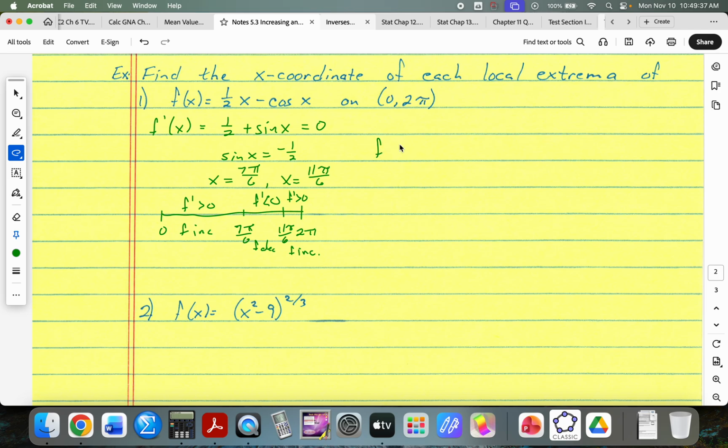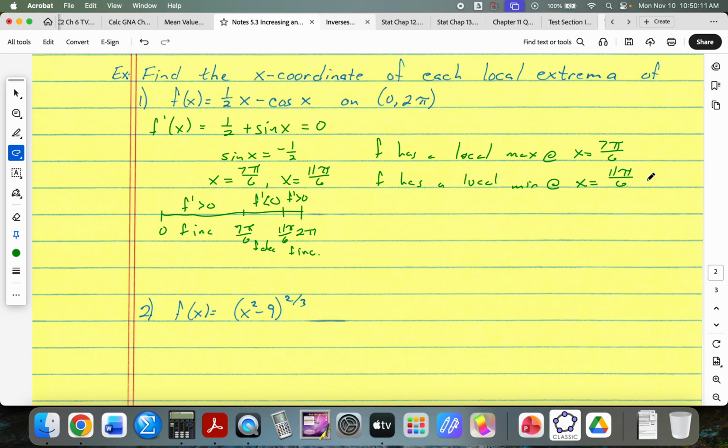So f has a local max at x is 7 pi over 6 because f went from increasing to decreasing, and f has a local min at x is equal to 11 pi over 6.